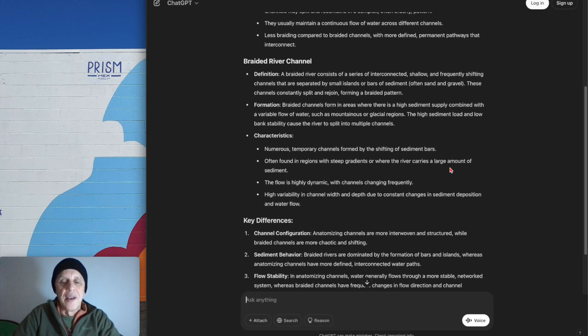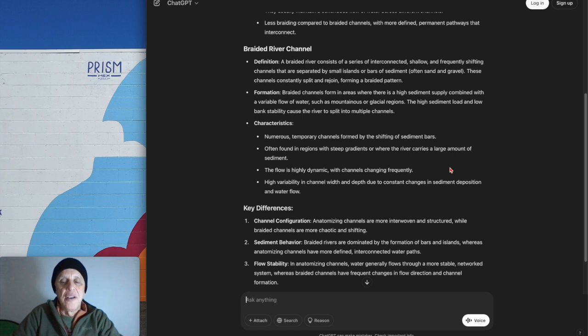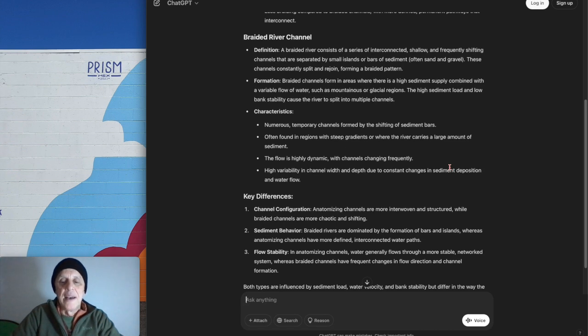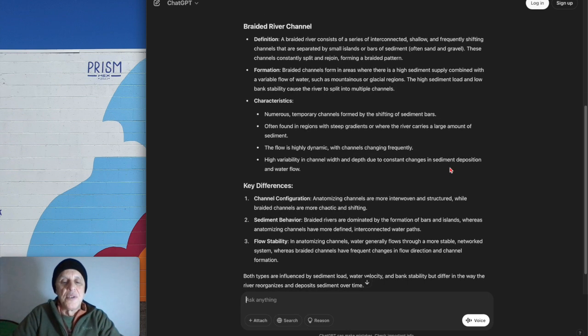Characteristics: numerous temporary channels formed by the shifting of sediment bars, often found in regions with steep gradients or where the river carries a large amount of sediment. The flow is highly dynamic, with channels changing frequently. High variability in channel width and depth due to constant changes in sediment deposition and water flow.